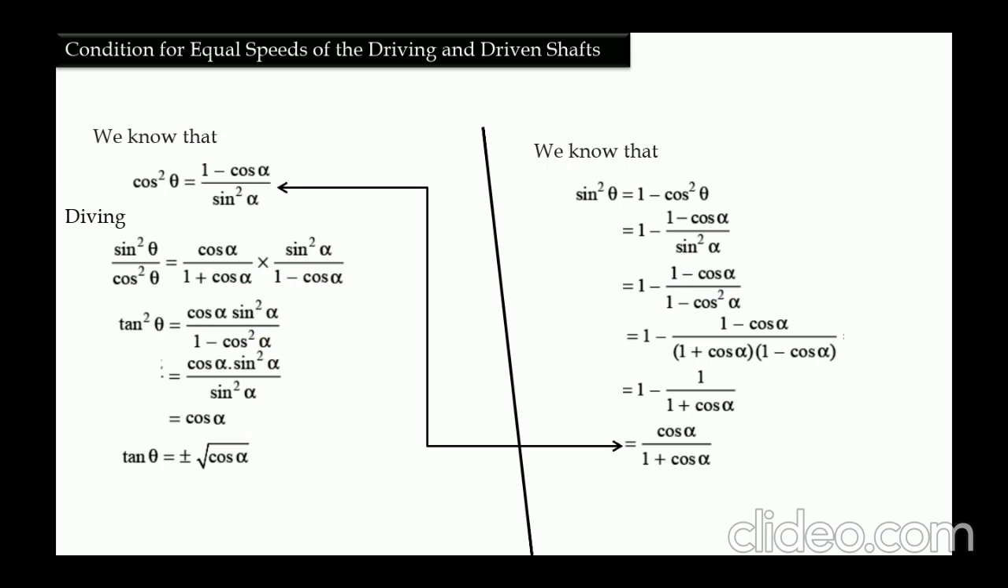Now, this is the condition of equal speed of driving and driven shaft. Now, there are two values of theta corresponding to the positive sign and two values corresponding to the negative sign. Hence, there are four values of theta at which the speed of driving and driven shaft are equal, which is shown as points 5, 6, 7 and 8 in the polar diagram which we have seen.